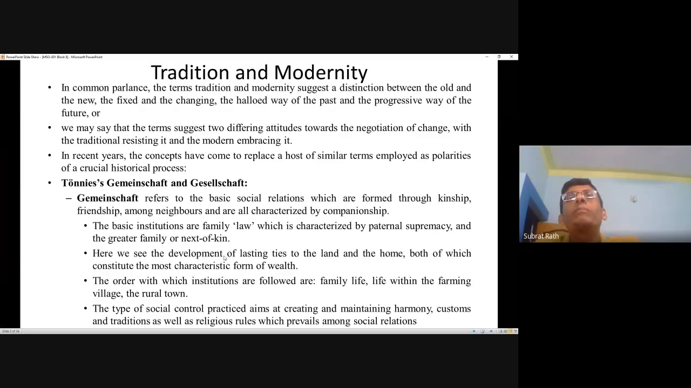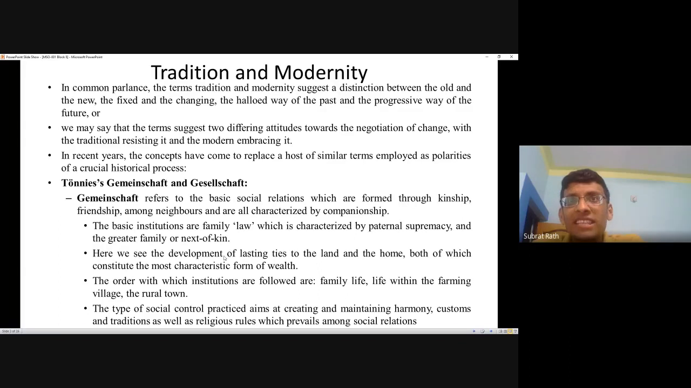So there were two types of negotiation in account of social change. One, some will try to protect the traditional or old aspect. Some will try to go out of that traditional belief system. Those negotiating attitudes are resistance towards tradition and acceptance towards some modern things. In recent years, the concept has come to replace a host of similar terms employed as polarities of crucial historical processes. That means when we talk about social change or social evolution throughout history, we make a comparison between two ways of life or two ways of thinking.